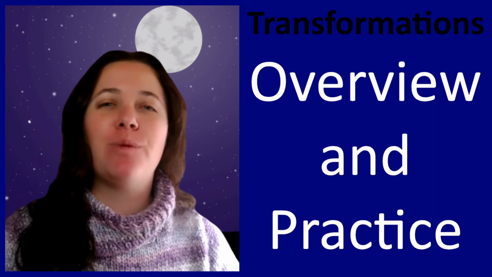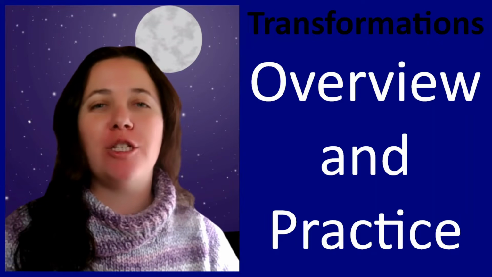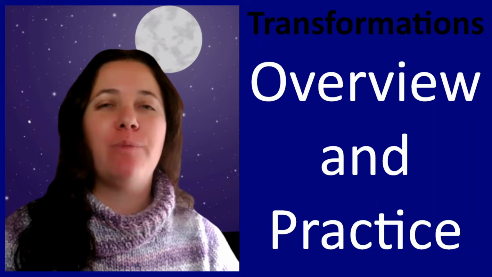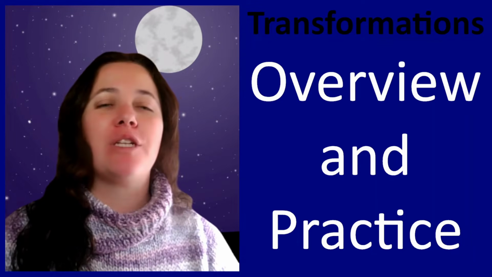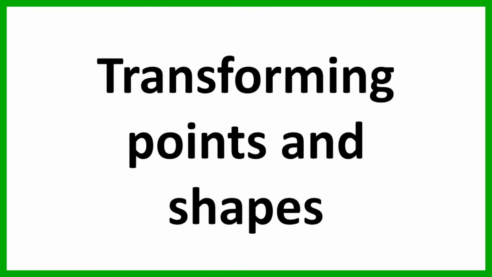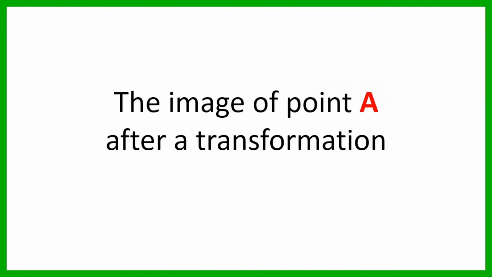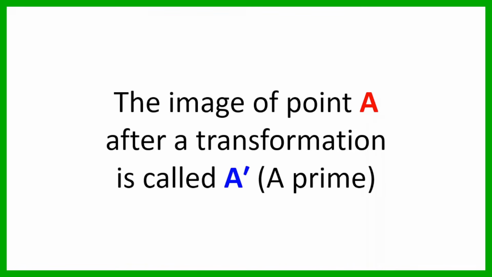Hi, today we're going to be doing a brief overview of the transformation geometry that we have learnt, and we're going to be practicing with some different kinds of questions that we haven't done before. So we're going to start off by just reminding you that when we transform points or shapes on the Cartesian plane, then the image of point A after a transformation is called A prime. So if it's point B, then it'll be called B prime, and so on.